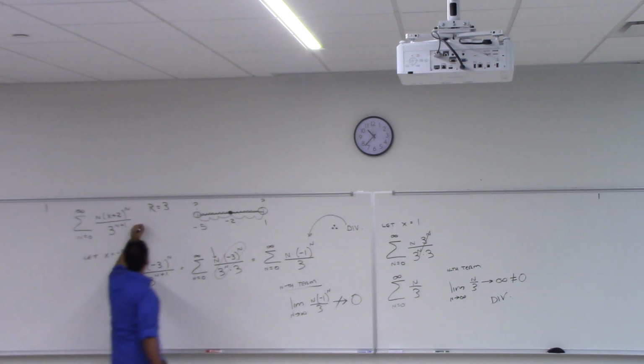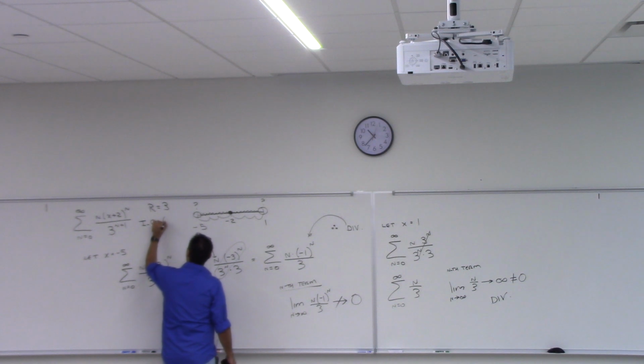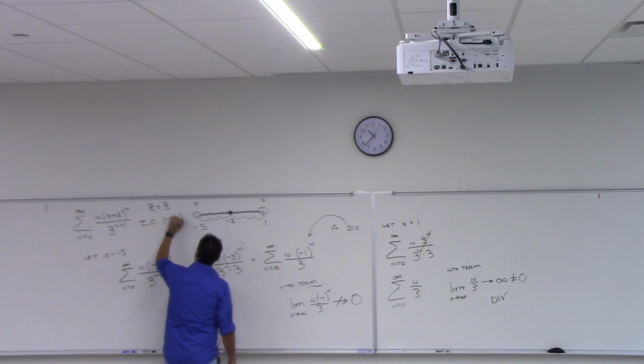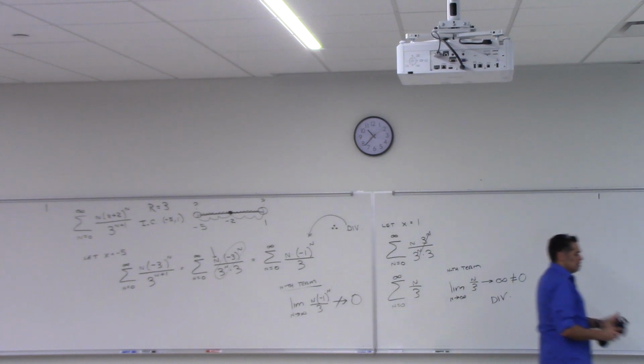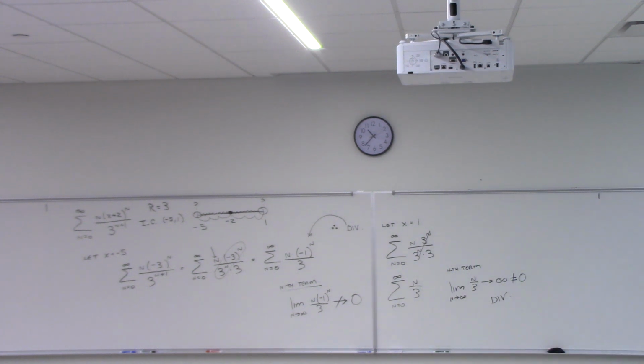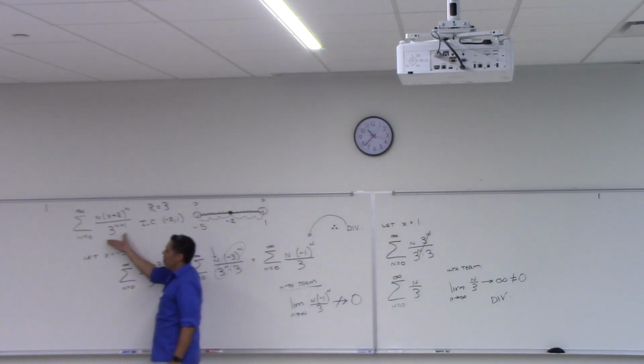So my interval of convergence is the open interval from -5 to +1. So y'all tell me, what do you think? Let's say that I gave you this problem on a test, right?